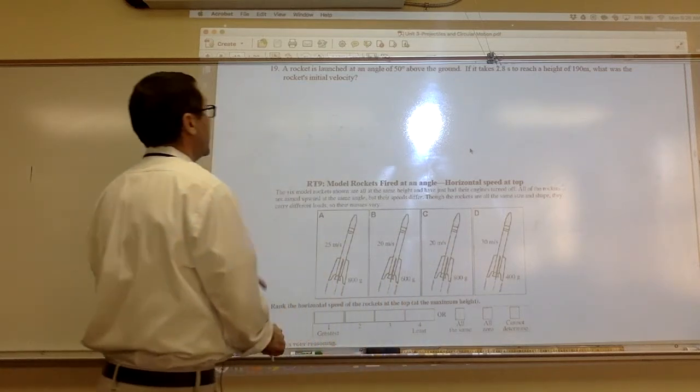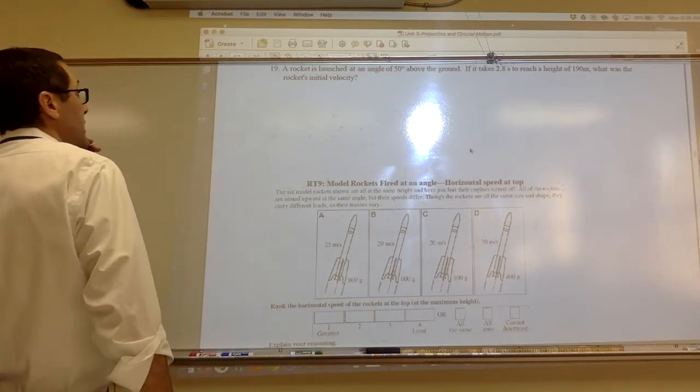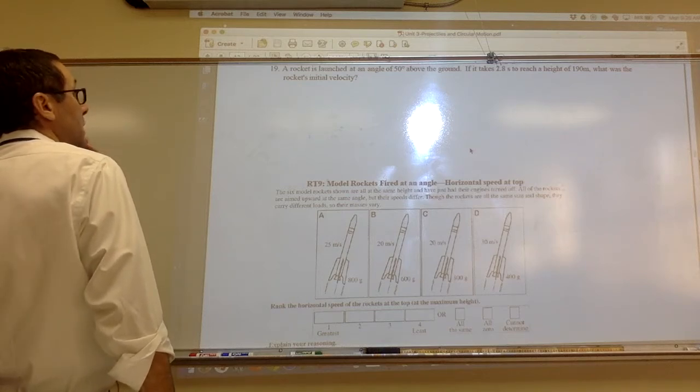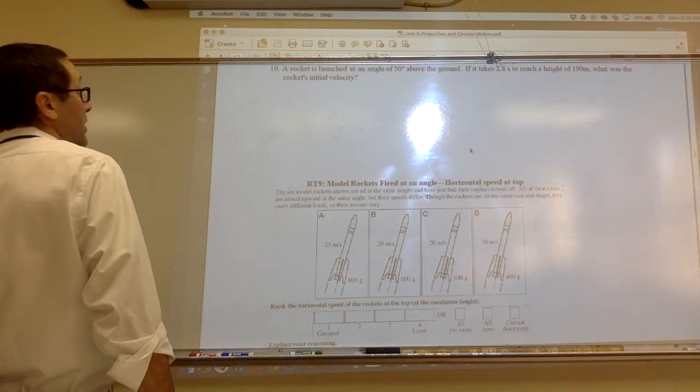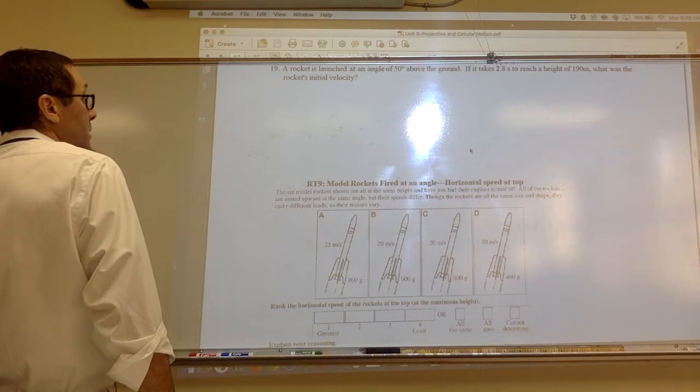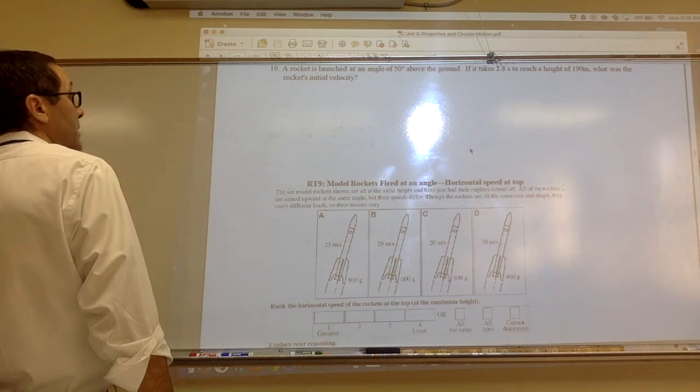All right. A rocket is launched at an angle of 50 degrees above the ground. It takes 2.8 seconds to reach a height of 190 meters. What was the rocket's initial velocity? Now, one thing you don't want to do here, do not assume that 190 meters is the highest point reached. It just says that it reaches that height after 2.8 seconds. So nothing says that it's the highest point.